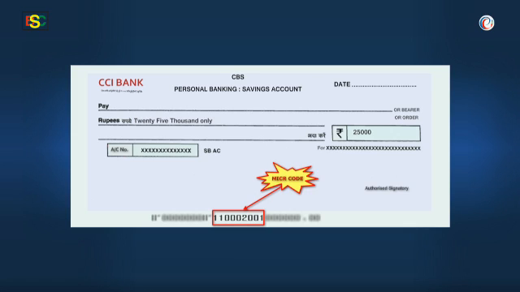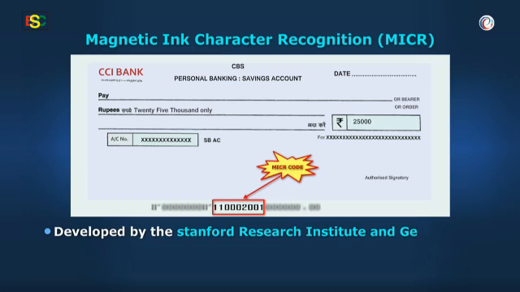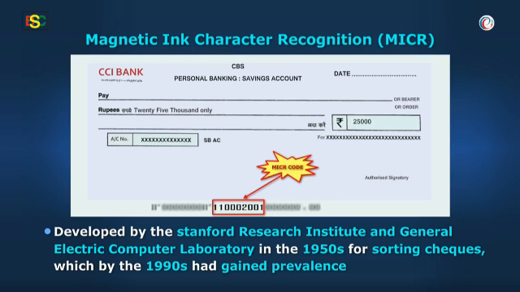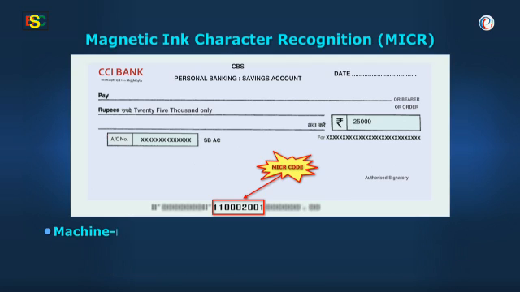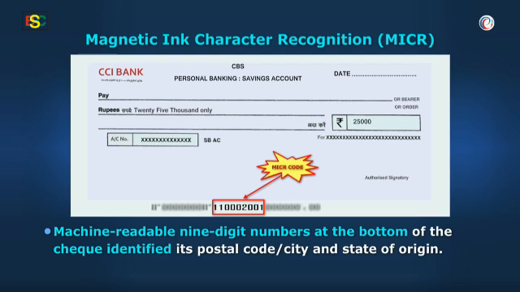Vidya, as check usage grew substantially, the magnetic ink character recognition (MICR) format was first developed by the Stanford Research Institute and General Electric Computer Laboratory in the 1950s for sorting checks, which by the 1990s had gained prevalence worldwide. These machine-readable 9-digit numbers at the bottom of the check identified its postal code or city and state of origin.